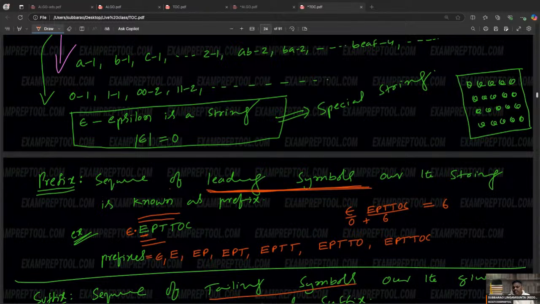If any point is important, it should go inside your brain somehow. Don't see the technicality. Don't see whether it is valid or invalid. It doesn't matter. So epsilon should go inside.